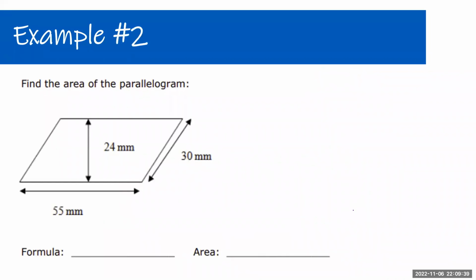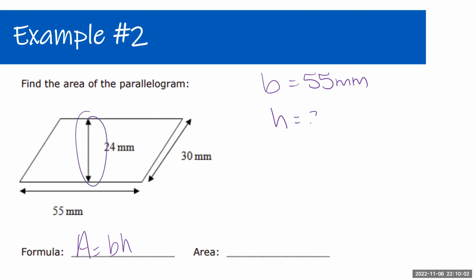Okay. Now, this is a good place to pause and make sure that you can find this solution too. To find this area of the parallelogram, remember that we have area equals base times height. Our base is going to be that 55 millimeters. And our height, remember, is vertical, okay? So we want this, which is 24 millimeters. This 30 millimeters is irrelevant, okay?